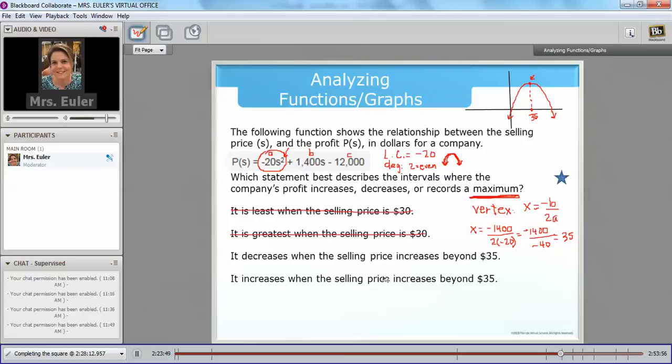We can see that the last one is not the correct answer because it's telling us it increases when the selling price increases beyond 35. And so our function is totally not increasing, it is decreasing. Let's see how that works.